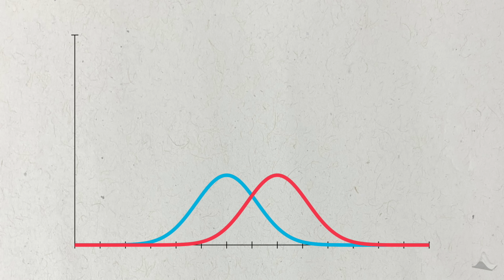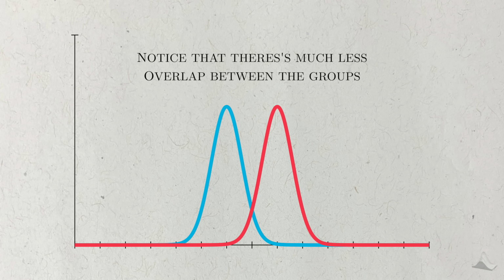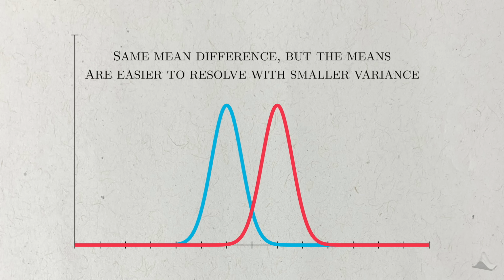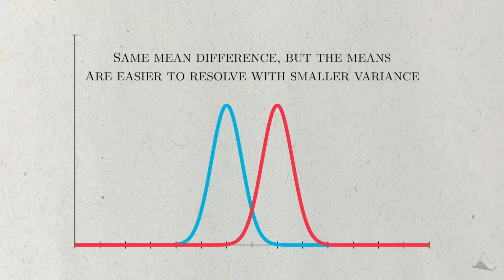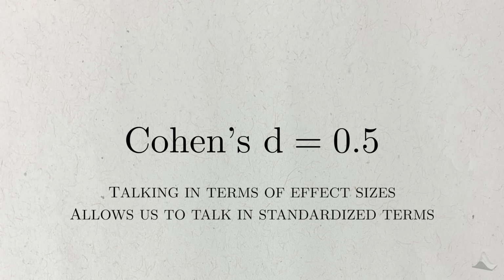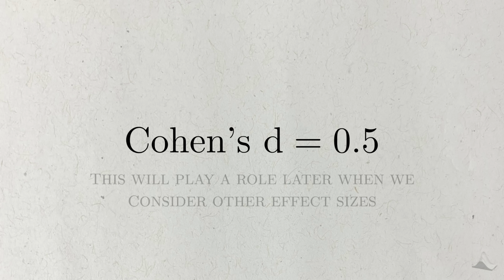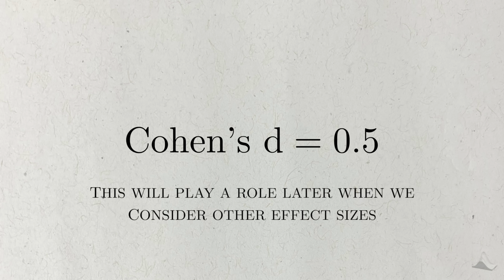A 600 view difference when the standard deviation is 1200 looks different than a 600 view difference when the standard deviation is 600. This difference is easier to see when the standard deviation is smaller. Talking in terms of effect sizes allows us to control for the variance in the data and talk in more standardized terms. We'll consider this further in later simulations, where we'll look at a range of effect sizes instead.